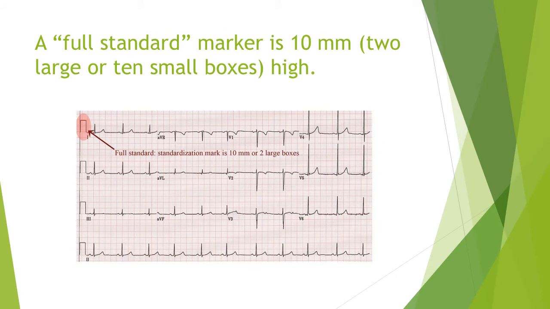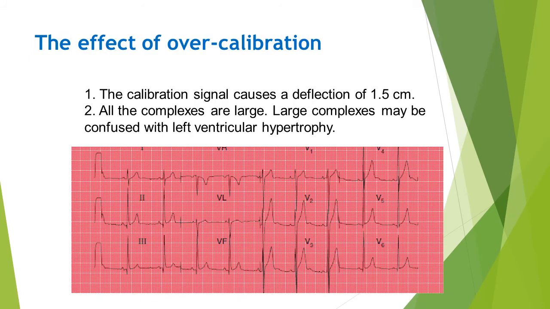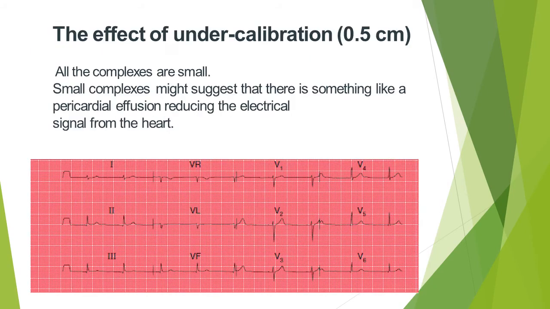The normal standardization is 10 mm high. It is also known as the full standard marker. The full standard marker is 10 mm tall, indicating that the ECG deflections are in full standard. What are the effects of over calibration? Suppose the standardization marker was 1.5 cm, all the complexes will appear large. These large complexes may be confused with left ventricular hypertrophy.